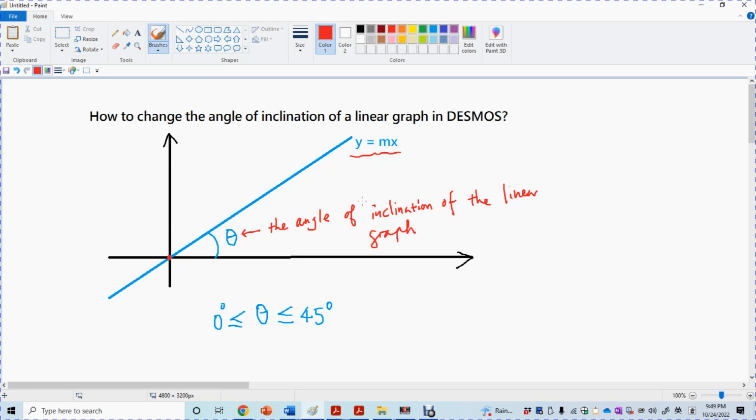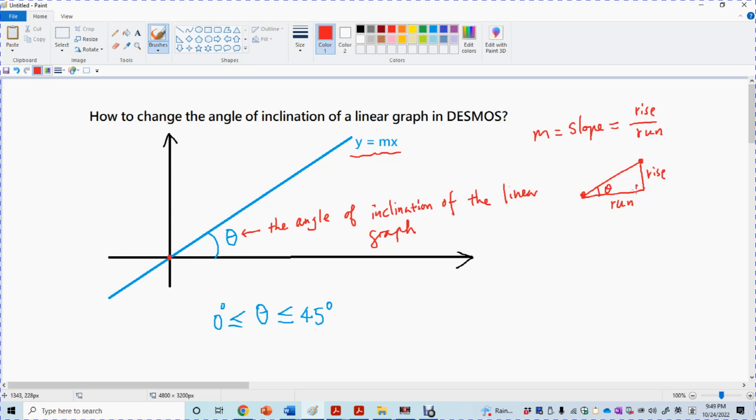And we all understand the relationship between the gradient, I mean the slope, and theta. What do we mean by slope? Slope, which is m, means rise over run. But what do we mean by rise? Given 2 points, this is the rise, this is the run, and that's your angle theta.